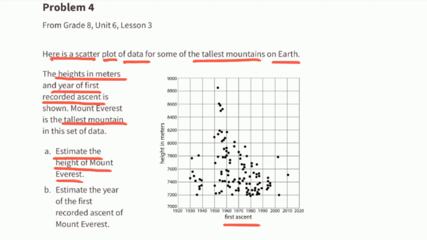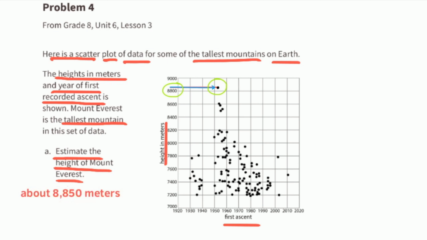The horizontal axis represents the first ascent, and the vertical axis represents the height of the mountain in meters. This outlier at the top represents Mount Everest, and it looks like it's just above the 8,800 meter mark. So we could say it's about 8,850 meters or so.